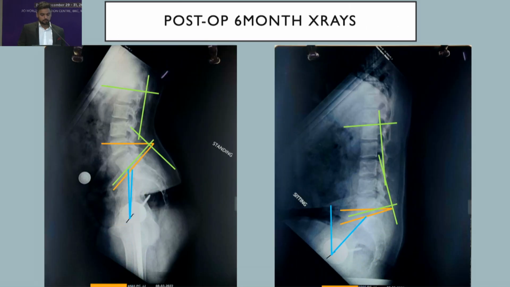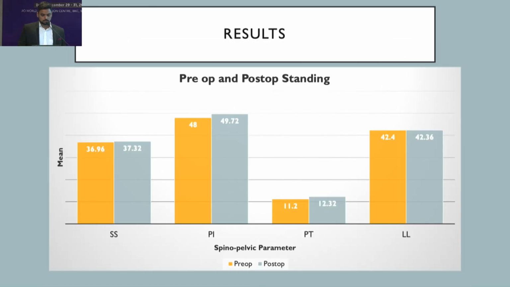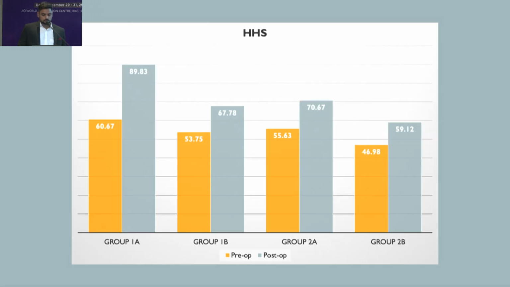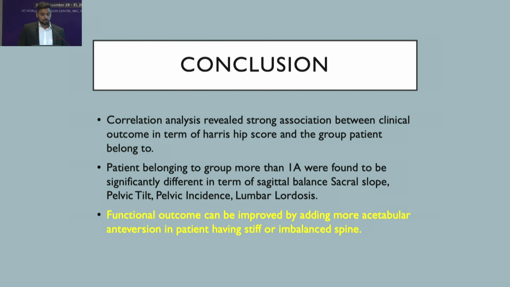This is a post-op X-ray of a patient belonging to group 1A. Here we can see that there is not much change in the parameters post-operatively as compared to pre-operatively. So the result is that the parameters compared pre-operatively and post-operatively didn't show much change. Whereas patients belonging to group 1A had a tremendous improvement in the Harris score, whereas patients belonging to groups 1B, 2A and 2B had comparatively less improvement in the Harris score as compared to patients belonging to group 1A.